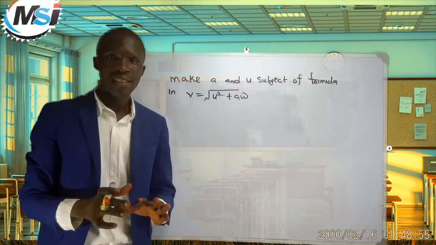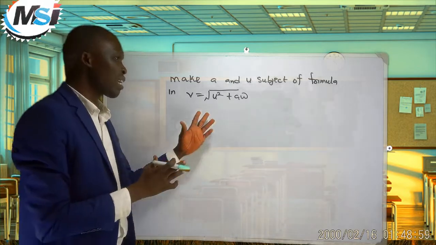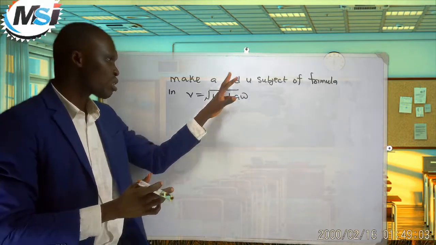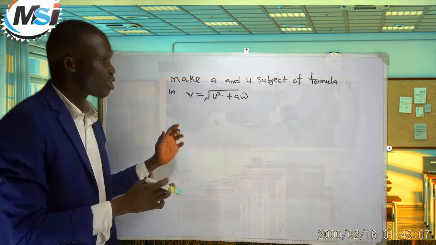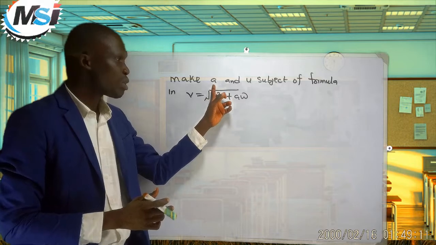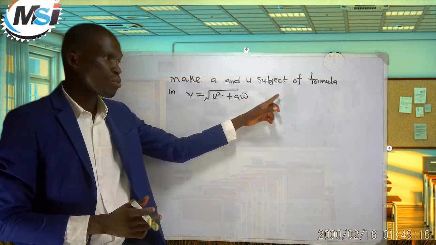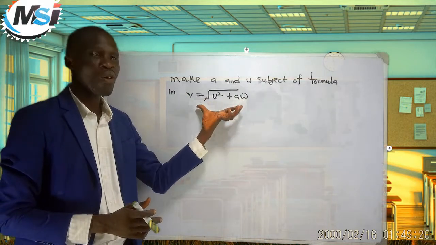Now let's take a look at this question. The question is, make A and U the subject of the formula in V equals the square root of U squared plus AW. Now this question, we want to start with number one, which is A. We want to make A the subject of the formula, then we'll make U the subject of the formula. From here, V is the subject of this formula.